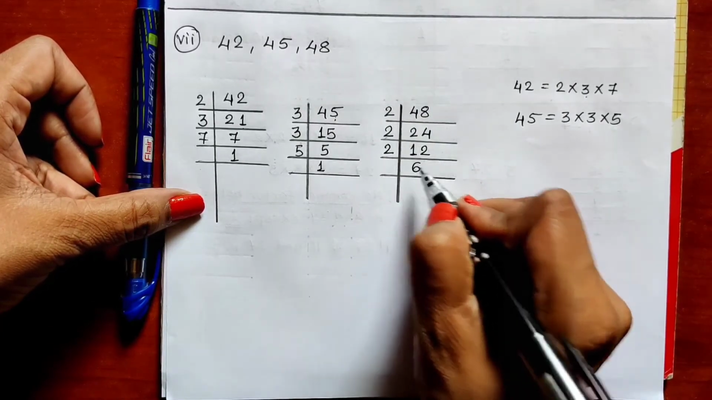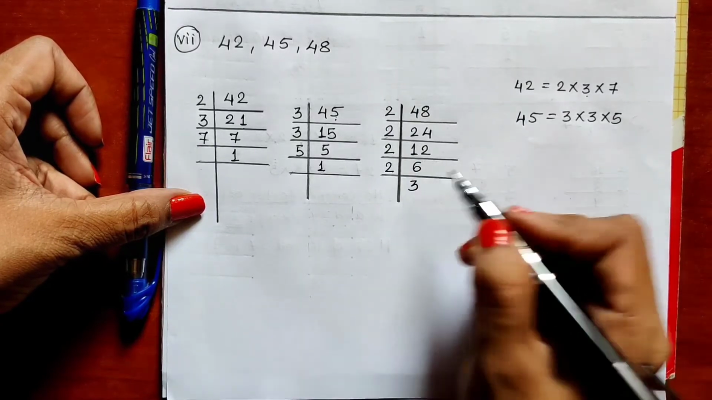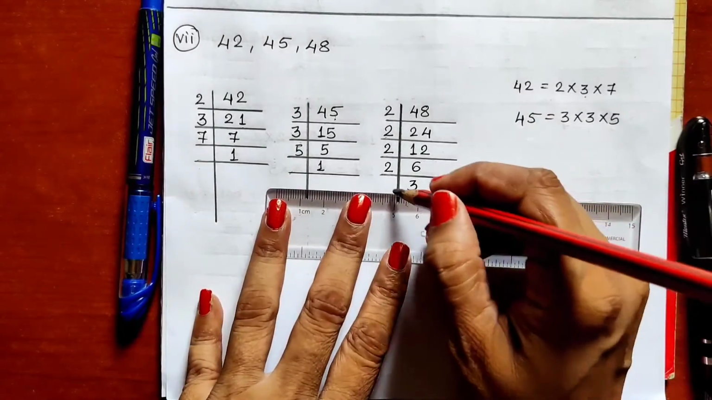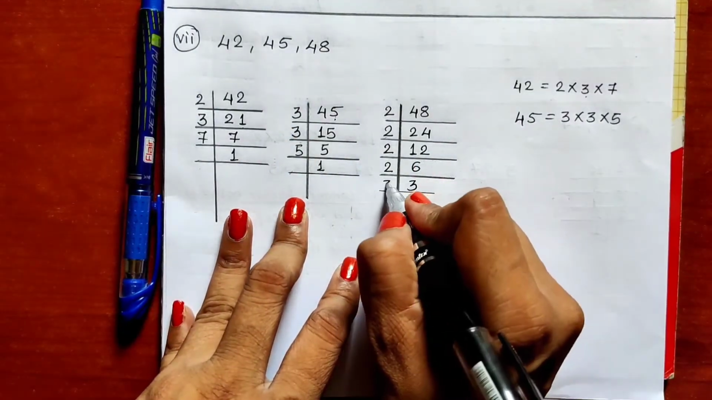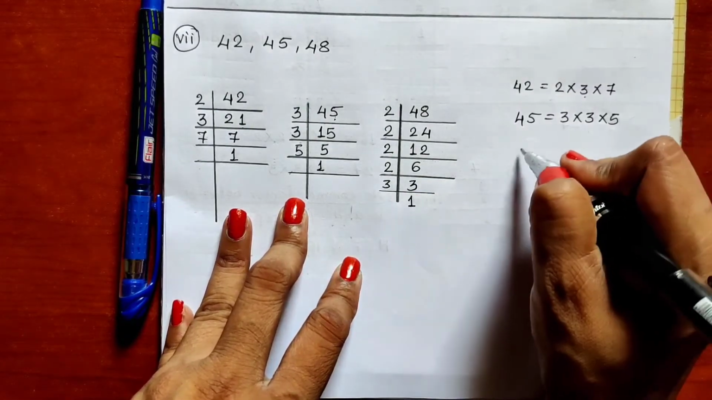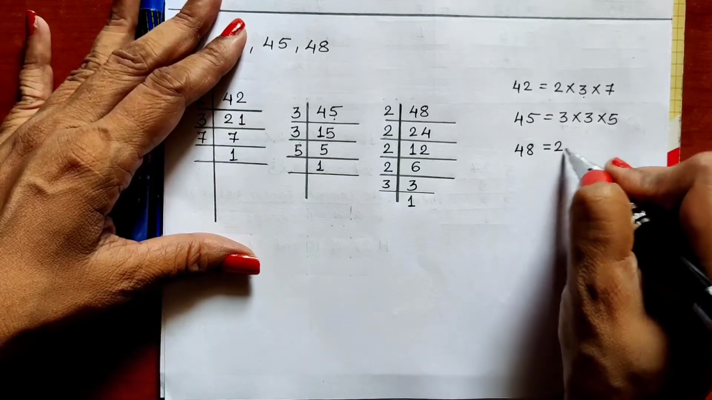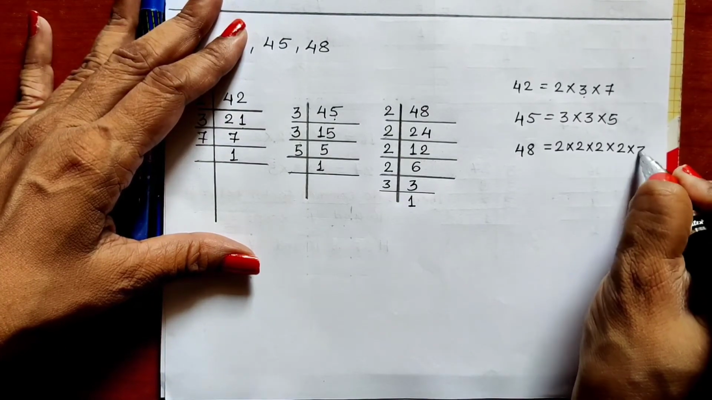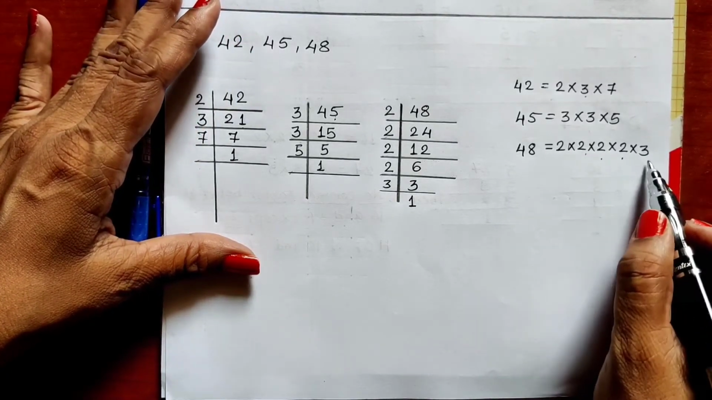2 sixes are 12. 6 is divisible by 2. 2 threes are 6. We have got 3. 3 is the prime number. It is not divisible by any other number. So 3 ones are 3. In this way, factors of 48 are 2 into 2 into 2 into 2 into 3. 2 twos are 4, 4 twos are 8, 8 twos are 16, 16 threes are 48.